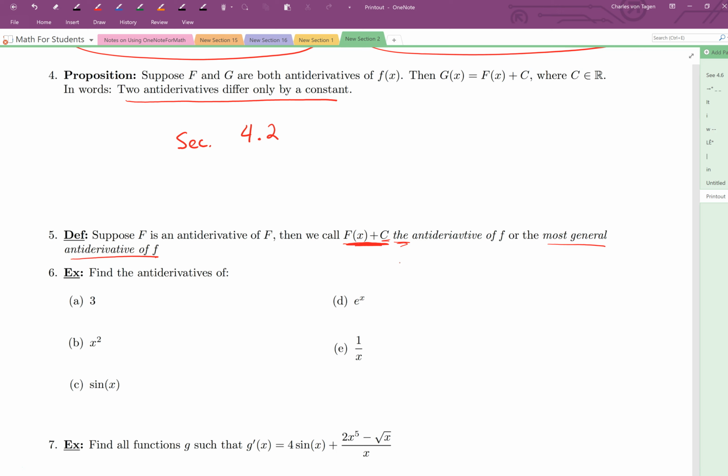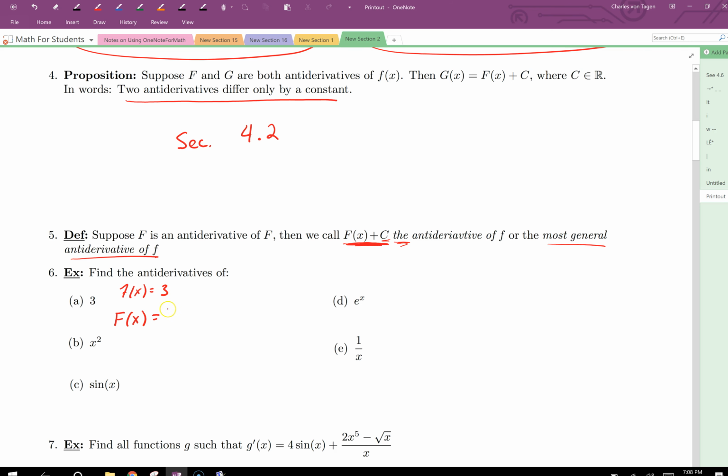So c just stands for an unspecified constant, or you could think of it as giving you a family of functions. Okay, so here I'm asking you to give the antiderivatives of the function 3. So for the function f of x equals 3, what are its antiderivatives? Well, the antiderivative of this function is what? I'll let you think about it for a minute. What function, when I take its derivative, gives me 3? Pause the video and go ahead and give it an answer.